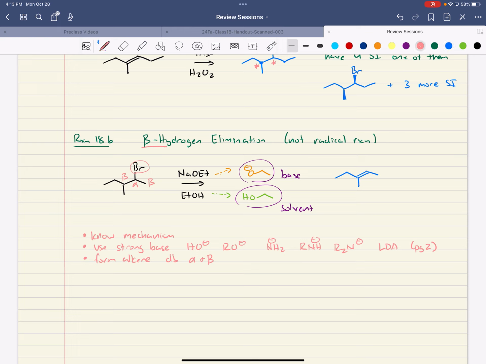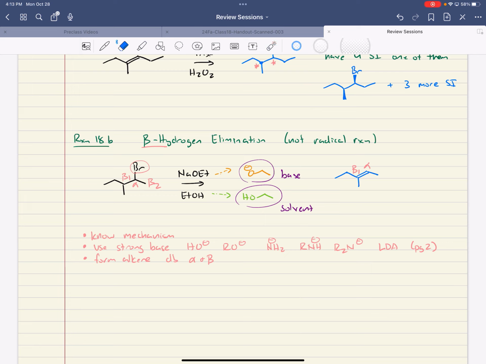If you want to label 1 and 2, beta 1, beta 2, this is alpha, this is beta 1. You may notice that this is what? This is trans. How do I know this is trans? Or you could even say it's E, right? The priority here is up, the priority here is down. That's opposite. Let's use E instead of cis and trans.